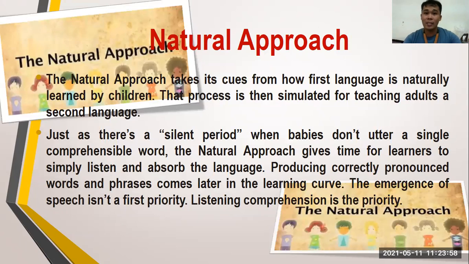Next one is the natural approach. In the natural approach, the first language is naturally learned by the students. The process is simulated for teaching adults the second language, meaning through the natural process that the students learn in their community, such as in their house, in their place, where they can learn their own language, and in the process adults teach them.